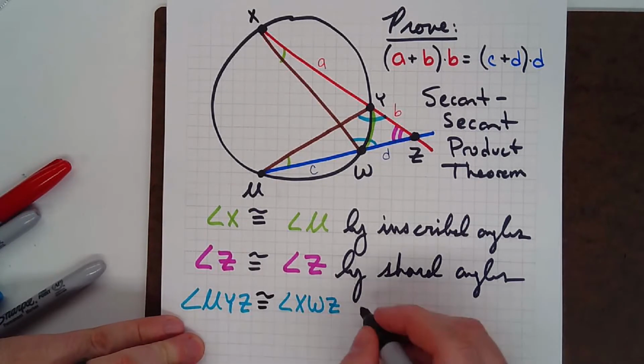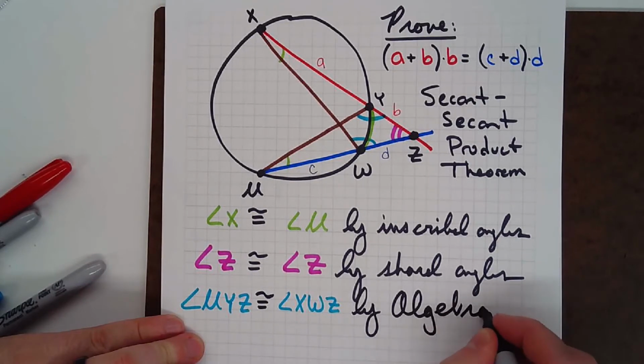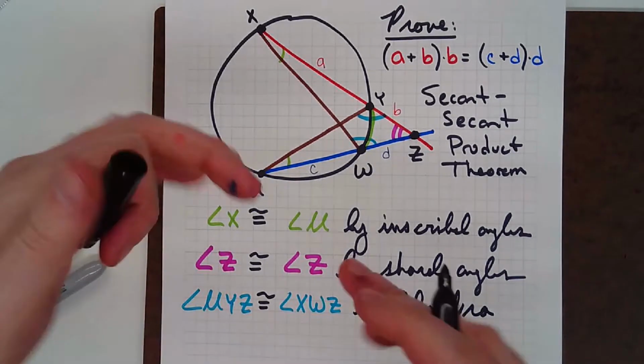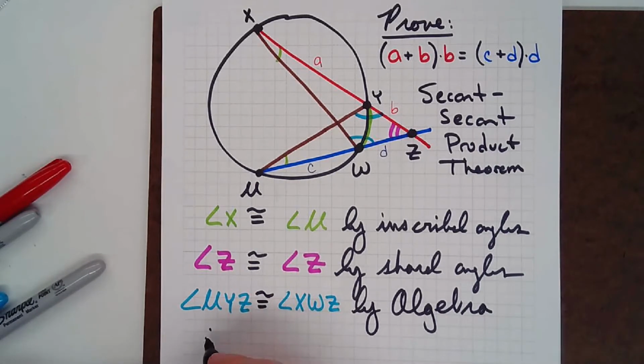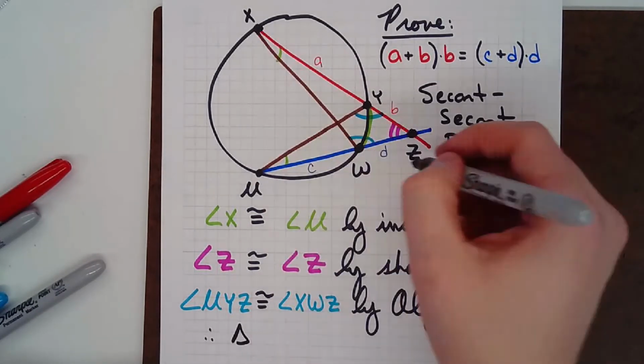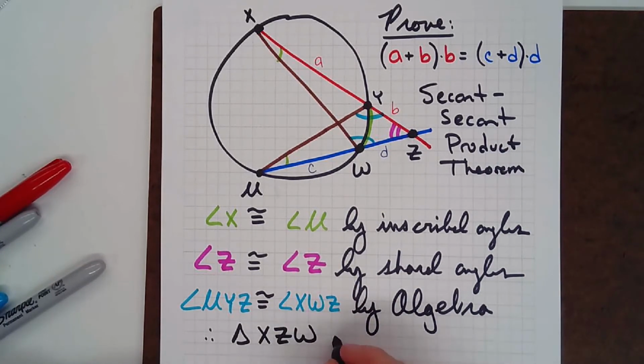I know that you mean by the interior angles of a triangle, right? They all sum to 180, therefore blah, blah, blah. You do the math. That's the algebra part. And so therefore, we know that these two triangles, triangle XZW, yes, XZW, is similar to triangle UYZ.